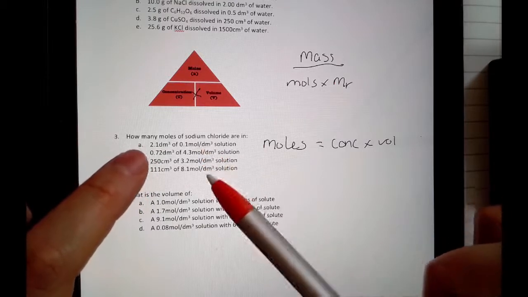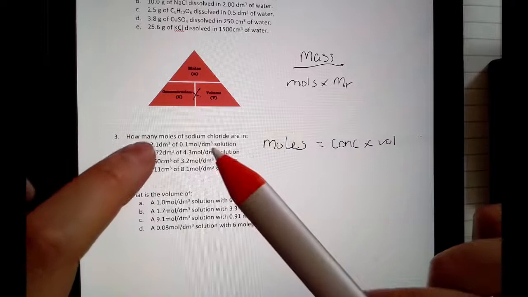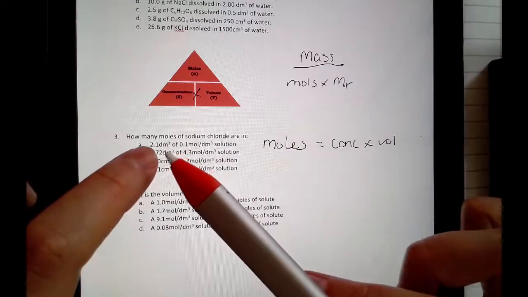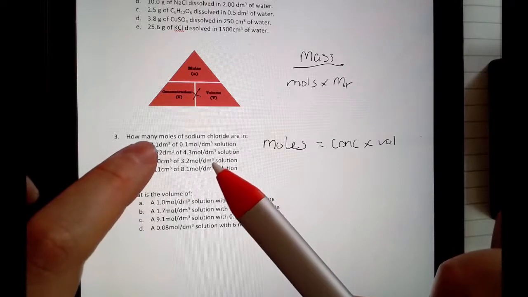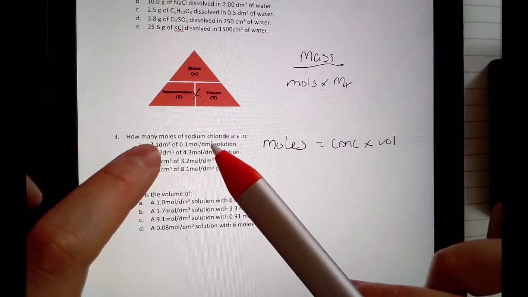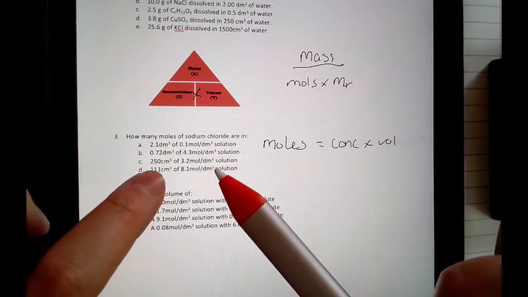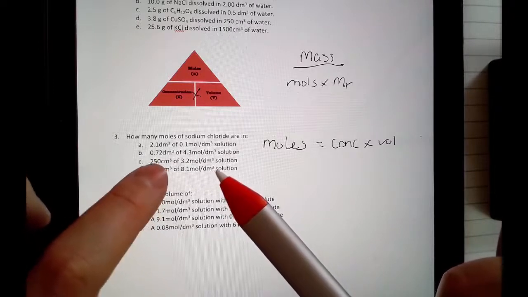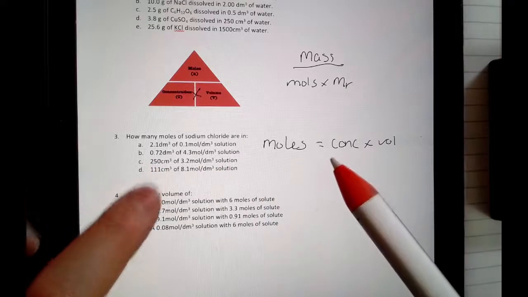You're not going to need to do any unit conversions here. Oh no, wait, are you? Oh, you are. Sorry. You need to make sure that the unit that you've got for volume matches the unit for concentration. So if you've got volume in decimeters cubed, then you need to have decimeters cubed in your concentration. So the first two match, but in C and D, you've got centimeters cubed in your volume, so you need to convert that to decimeters cubed before you do the multiplication.